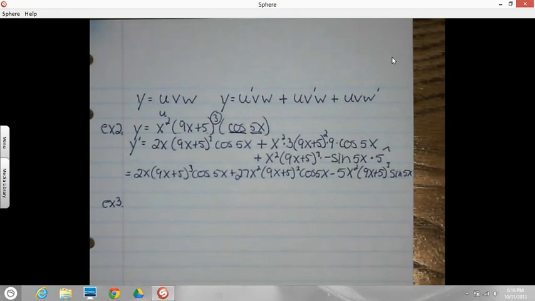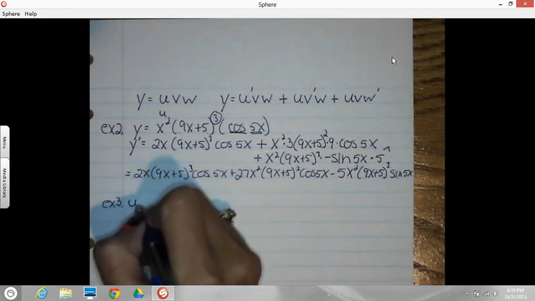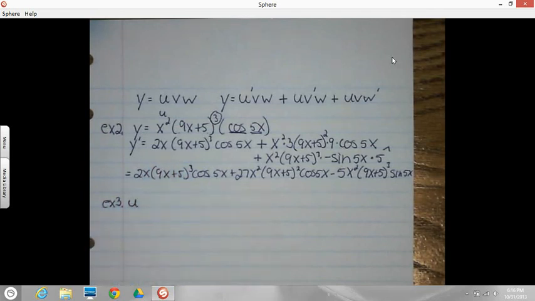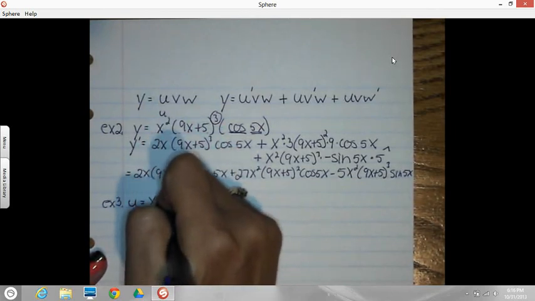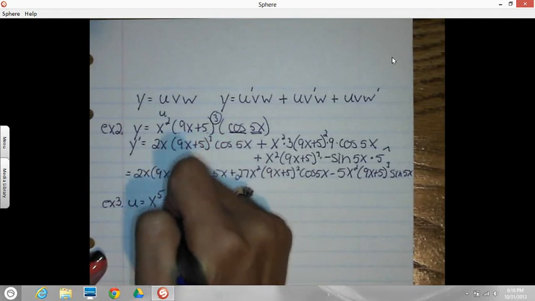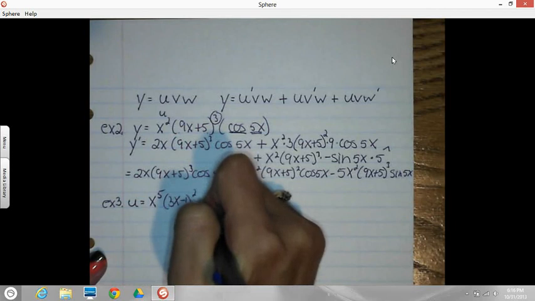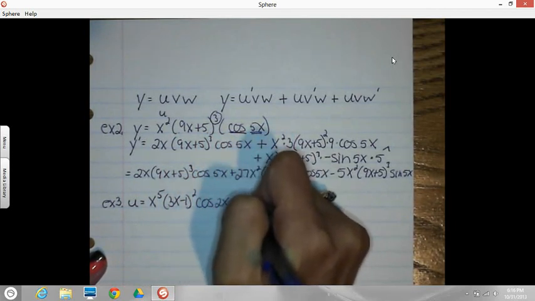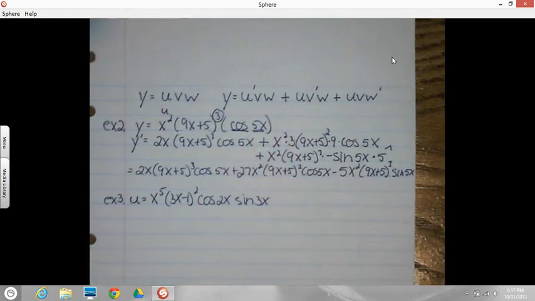Boy, do we need to do a four-term one? I don't know. Let's see. Four-term one: x to the fifth, 3x minus 1 squared, cosine 2x, sine 3x. A couple trig functions, a couple non-trig functions.